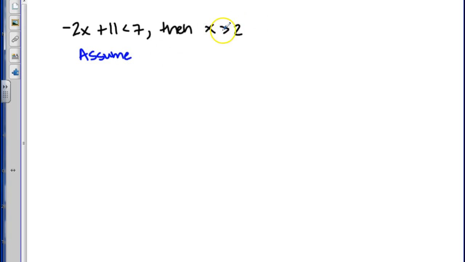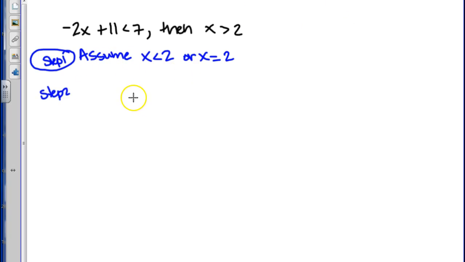We want to assume that x is not greater than 2, which means x would be less than 2 or x would be equal to 2. All right, so there's step 1. All right, step 2. We are going to prove this assumption is wrong.